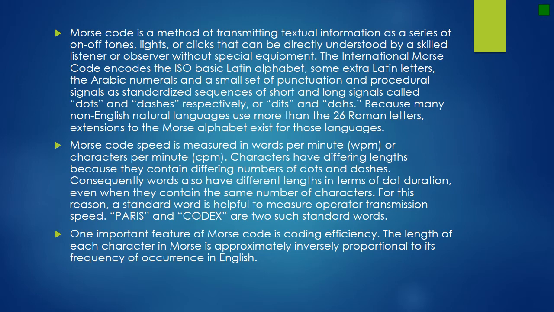standardized sequences of short and long signals called dots and dashes, or dits and dahs. Because many non-English natural languages use more than the 26 Roman letters, extensions of the Morse code alphabet exist for those languages. Also, Morse code speed is measured in words per minute or characters per minute. One important feature of Morse code is the coding efficiency. The length of each character in Morse is approximately inversely proportional to its frequency of occurrence in English.